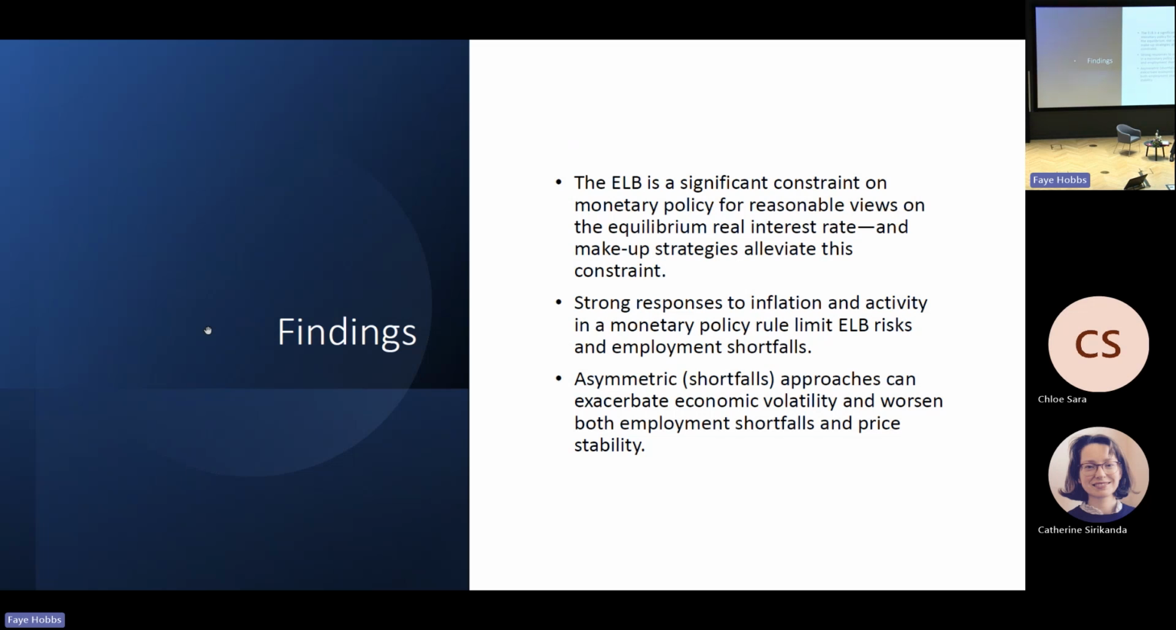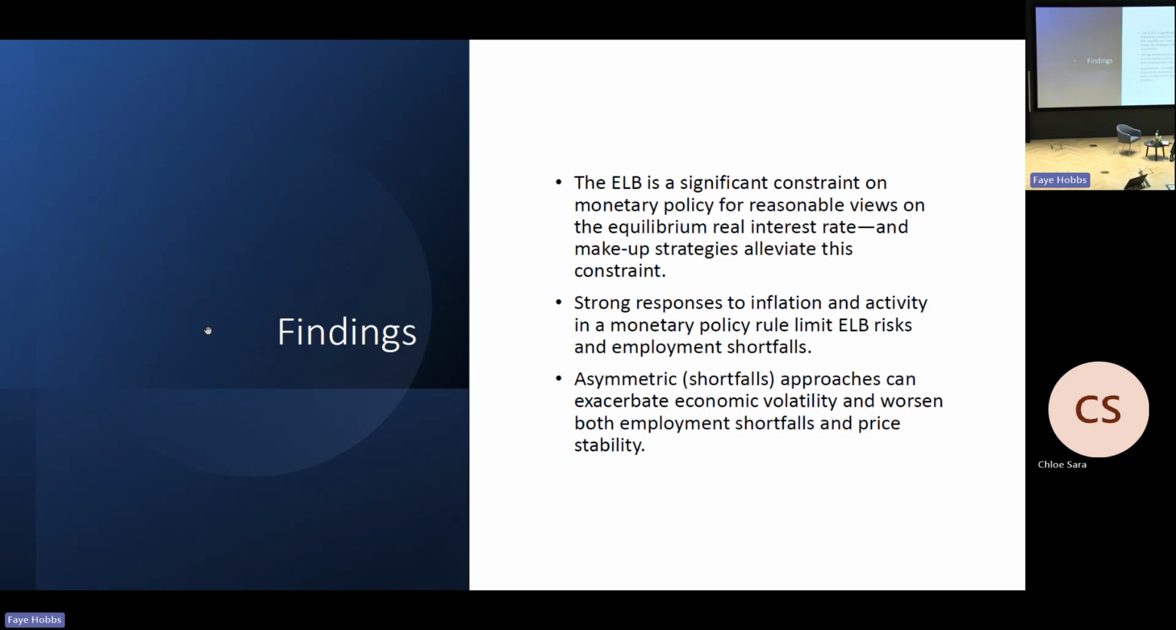The corollary of that is that an asymmetric shortfalls approach exacerbates economic volatility, and worsens both employment shortfalls and price stability. I think that's really important. It's intuitive, and in fact, Gauti Eggertsson said yesterday in his discussion, if you focus on employment shortfalls, you're going to lead to an inflation bias because you're acting asymmetrically. What you're also going to do is worsen employment shortfalls because you're acting asymmetrically and destabilizing the economy. So you're not helping on your employment objective. It's like a double whammy. And some people find that counterintuitive, but it's a basic implication of the natural rate hypothesis.